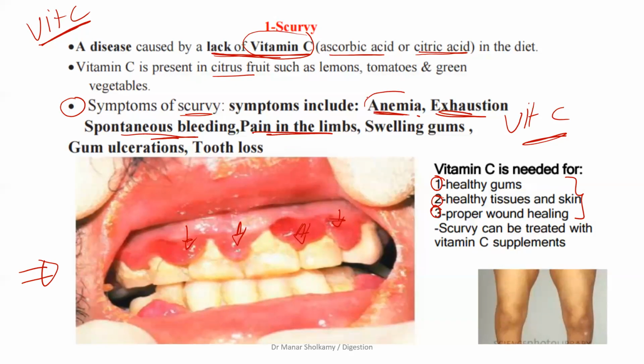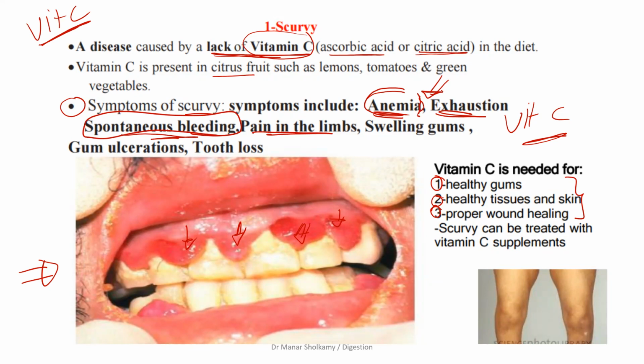Now, of course, you will ask me about anemia. This happens in severe cases, because when you have spontaneous bleeding, when your skin is very thin and you're bleeding for no reason, you lose blood. And when you lose lots of blood, then you will have the disease. What? Anemia. Anemia, okay? But this is in severe cases, when you have severe deficiency in vitamin C.